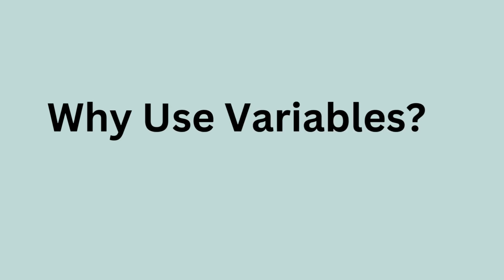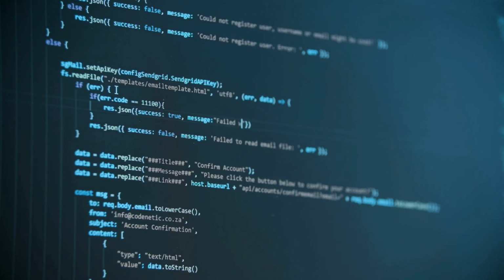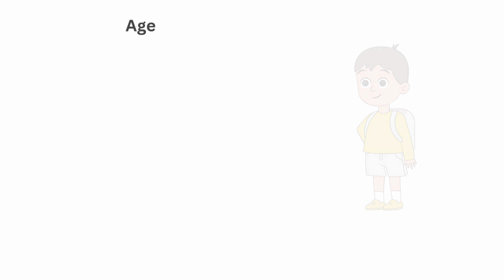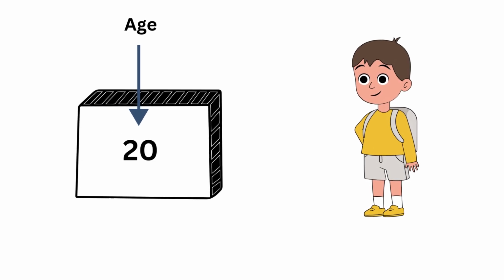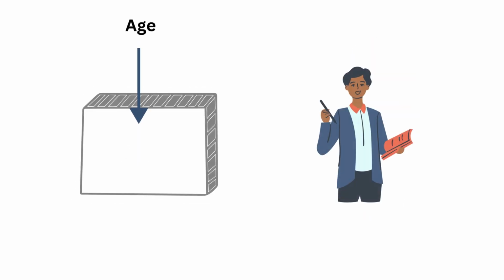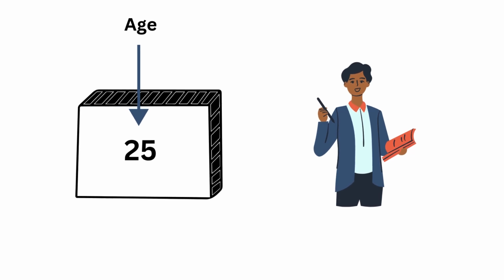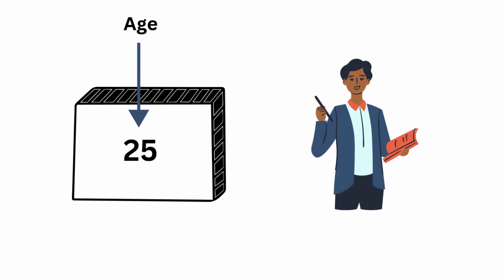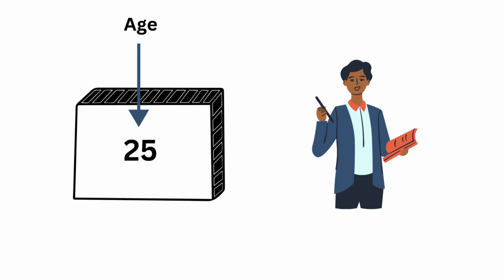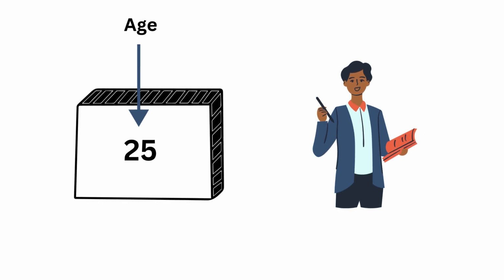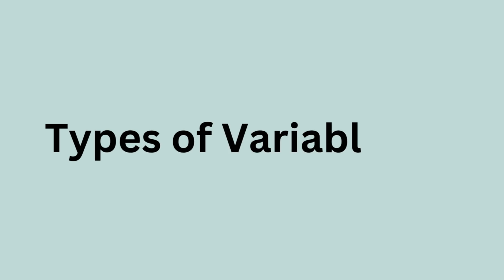Now we will see why we need variables. Variables make your code more readable and manageable. Instead of hard coding values, you can use variables to store and change the data easily. This makes your code flexible and easier to maintain. Imagine changing one value in a box instead of hunting down every instance in your code. Okay, let's move to the next topic, types of variables.